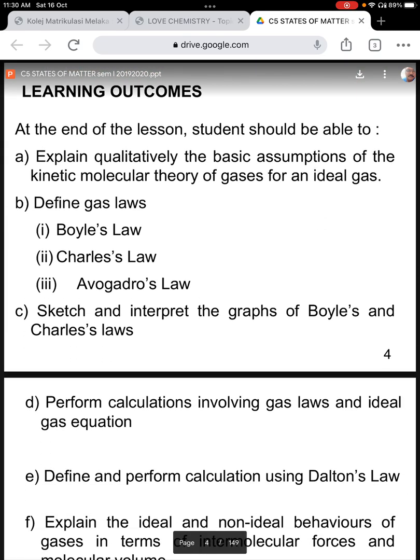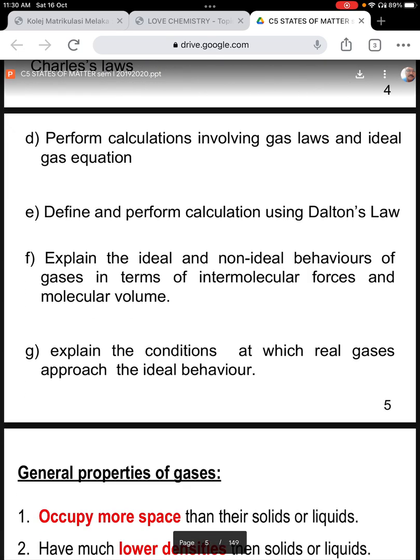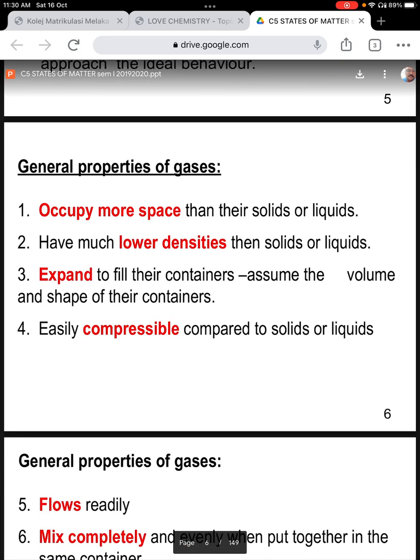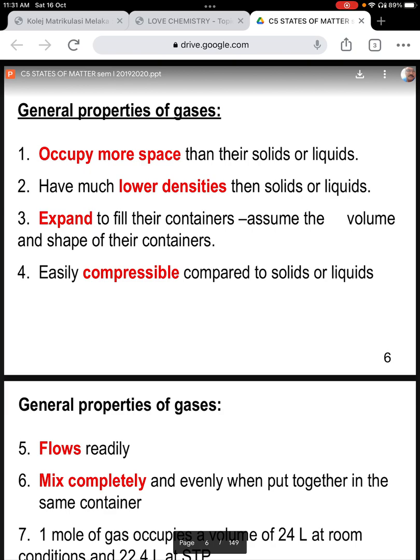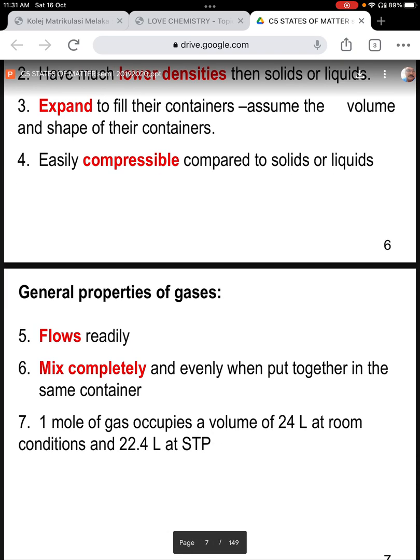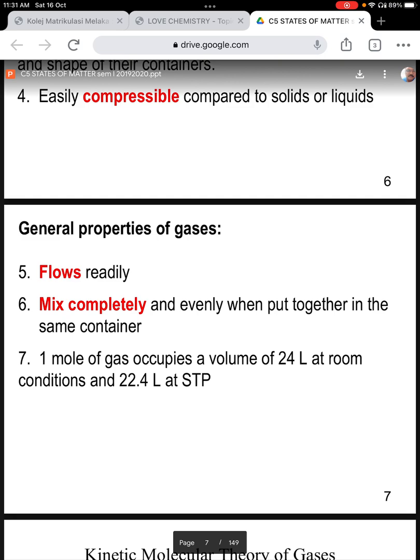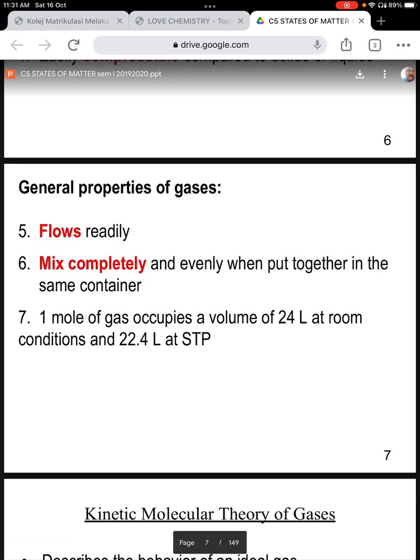These are the learning outcomes we're going to cover under gas 5.1, general properties of gases. Gases occupy more space than solids or liquids. Gases have much lower densities than solids or liquids. Gases expand to fill their containers, where they assume the volume and shape of their containers. Gases are easily compressible compared to solids or liquids. Gases flow readily. Gases mix completely and evenly when put together in the same container.